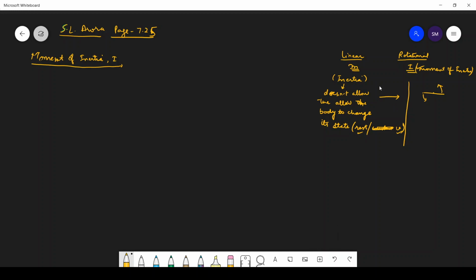So here in linear motion we have mass, and equivalent to that in rotational motion we have moment of inertia. And the formula that we write for kinetic energy here is half mv square, and here K is equal to half. Instead of mass I would have inertia I, and instead of linear velocity I would have angular velocity omega square.